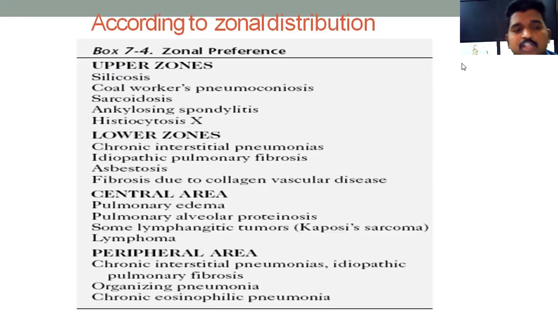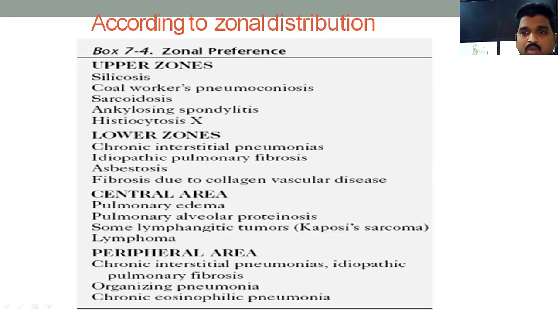According to zonal distribution also, we can come to a conclusion about what ILD you are seeing. Basically, there are some ILDs which are predominantly distributed in the upper zones. That is silicosis, coal worker's pneumoconiosis, sarcoidosis, ankylosing spondylitis, and histiocytosis X. This is nothing but the same thing, Langerhans cell histiocytosis.